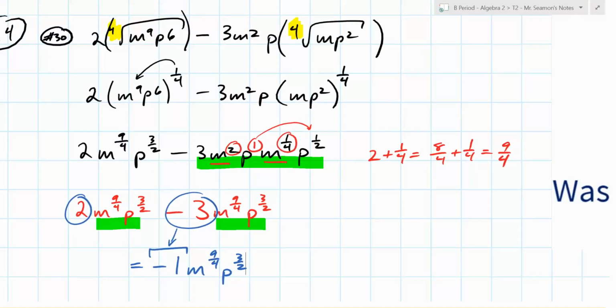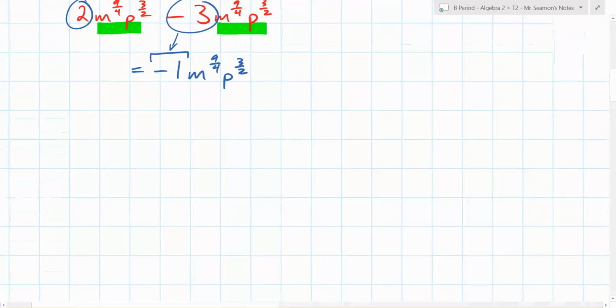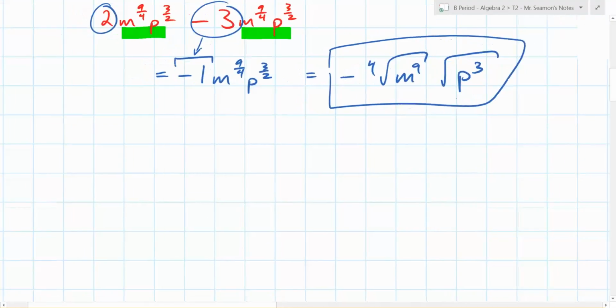Go carefully. There's other paths. The book tends to go on a path that I think is longer. I think this is pretty straightforward. I like going to exponential form personally, but you don't have to. You could write this as negative the 4th root of m to the 9th times the square root of p cubed. You could write it like that if you wanted to. It's the same thing.